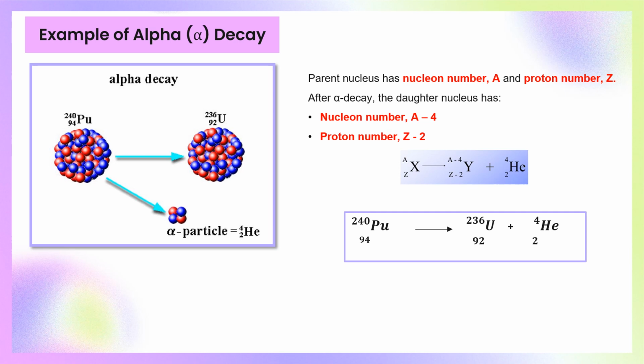You can see here, if we add the nucleon number of uranium and the nucleon number of helium, you will get the original nucleon number, which is 240. And if we add the proton number of uranium and the proton number of helium, you will get the original proton number, which is 94. So this is how we write the equation for alpha decay.